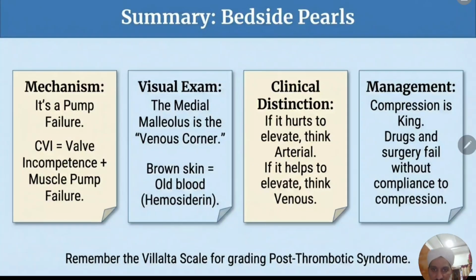So this is a summary of the whole topic. You can remember: the mechanism is pump failure, with valve incompetence and muscle pump failure. Visual examination: the medial malleolus is the venous corner. Brown skin is because of hemosiderin, which is released from RBCs. Clinical distinction: if it hurts to elevate, think arterial ulcer. If it helps to elevate, think venous ulcer.